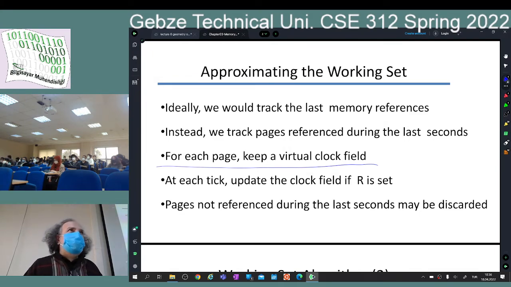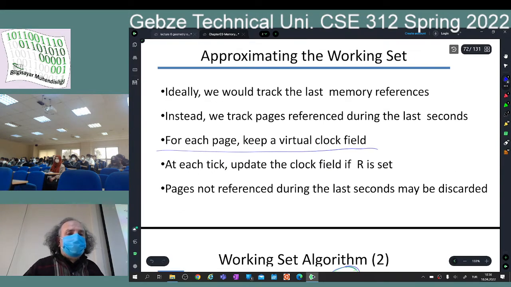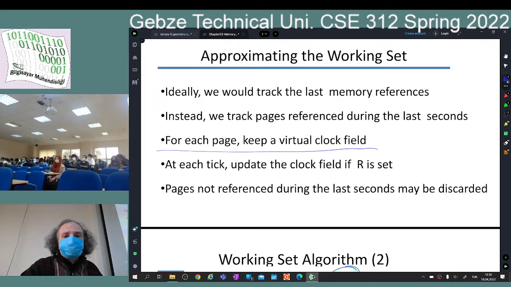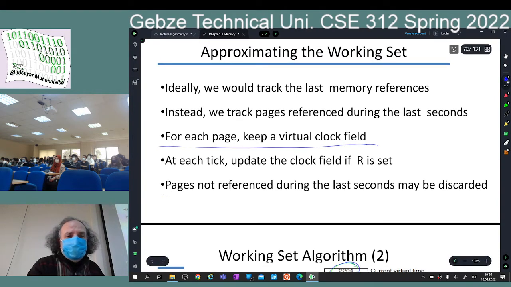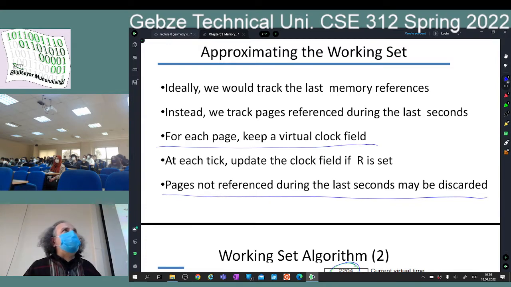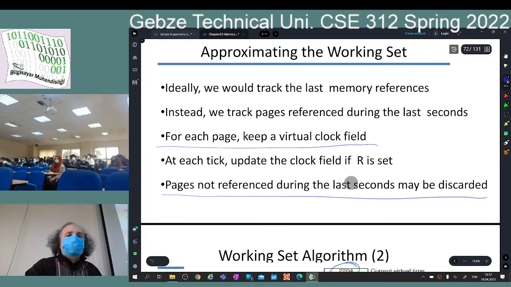Every time an interrupt happens, I increment the virtual clock by 1, and I put that number into the special fields of the pages, and at each tick I update the clock field of a page if that page is referenced. That's the basic idea. If I see that the page is not referenced for the last few clock interrupts, then I can discard it, because it is not in the working set. The last few seconds will be my k value.